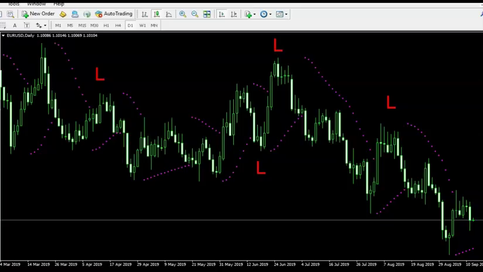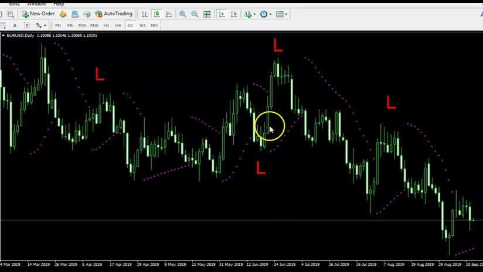So the big question at this point is, if we're going to use Parabolic SAR, how can we use it to improve on this record right here? I don't have a great answer for that, but I have something that I think works pretty good, and it really is going to be up to you guys to see how well it actually works.